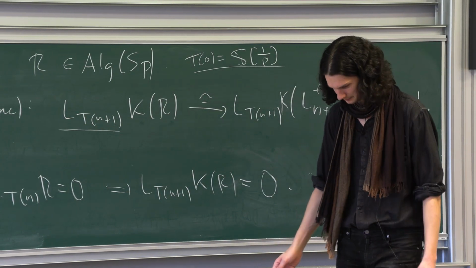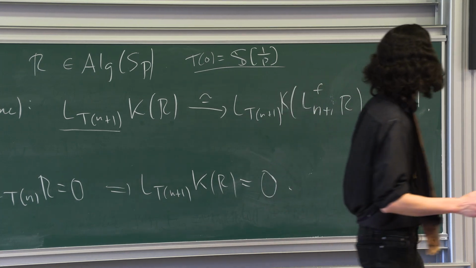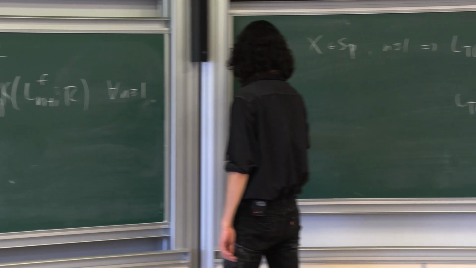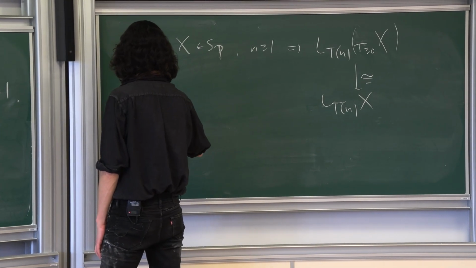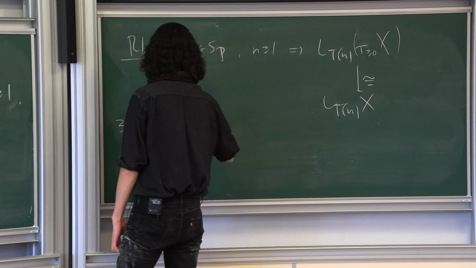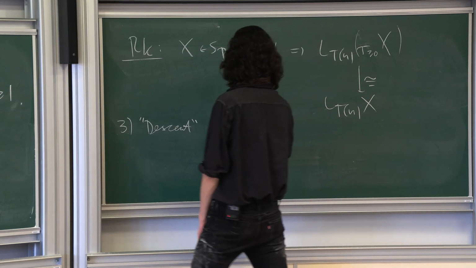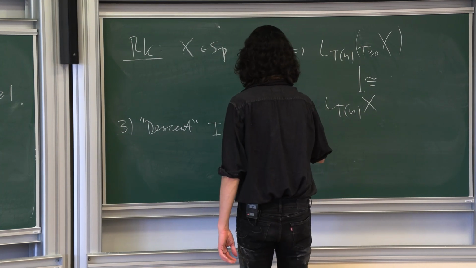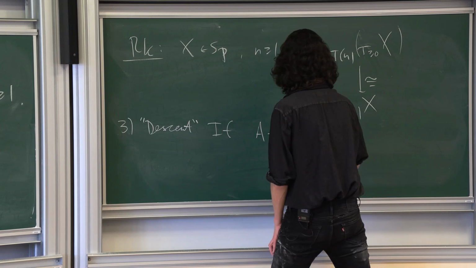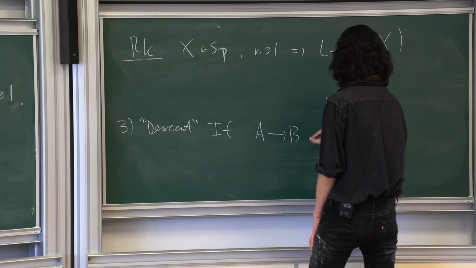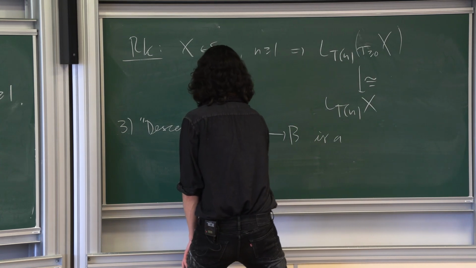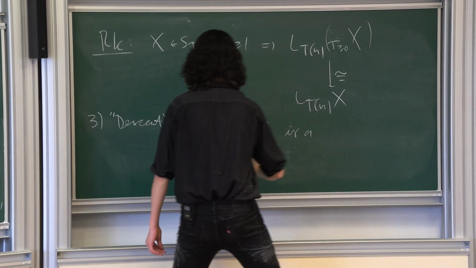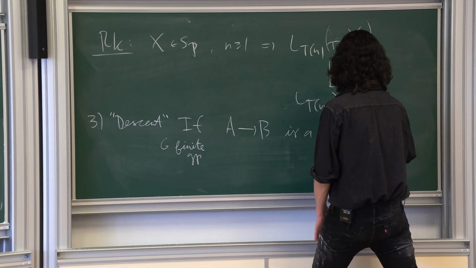Okay. Right. So higher chromatic generalization 3. So this would be descent. So if G is a finite group, A to B is a G-Galois extension.